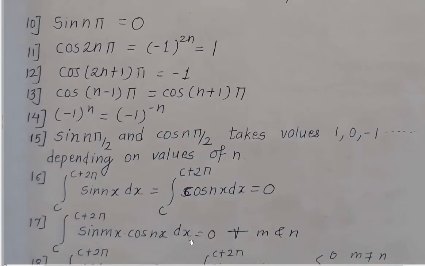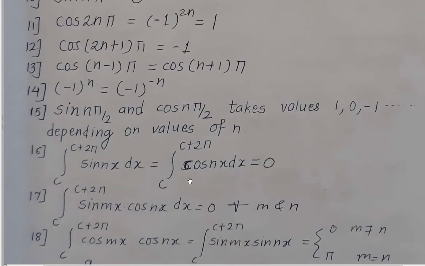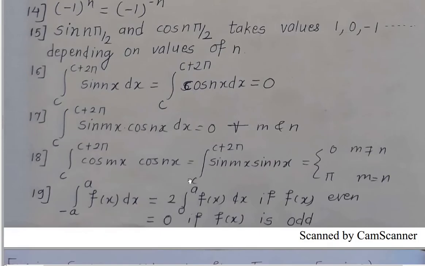Similarly, cos of (n minus 1) into pi is the same as cos of (n plus 1) into pi, which is (-1) to the power n, or (-1) to the power minus 1. So these are some of the results. Similarly for cos n pi by 2 and sin n pi by 2.